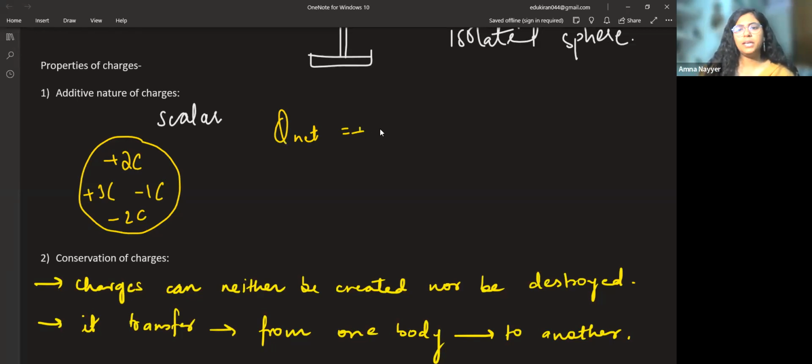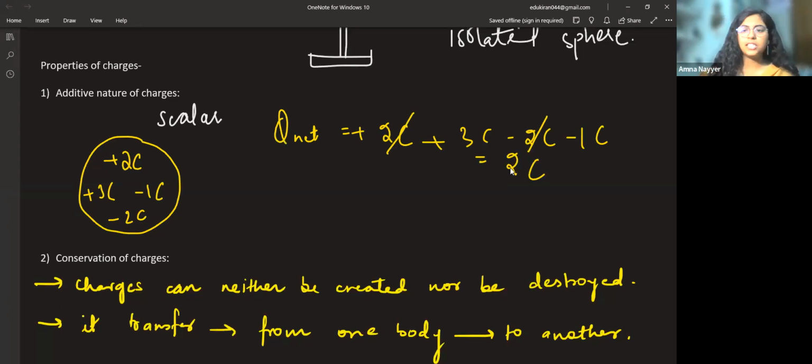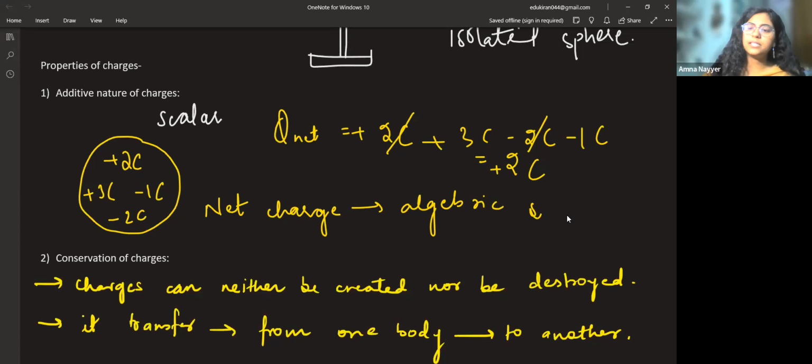So this will be +2 coulomb, +3 coulomb, -2 coulomb, -1 coulomb. So +2 -2 cancels, and the net charge will be simply +2 coulomb. So whenever you have to find out the net charge on the body, this will be simply the algebraic sum of all the individual charges present.